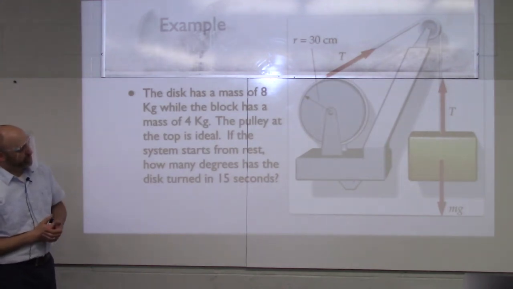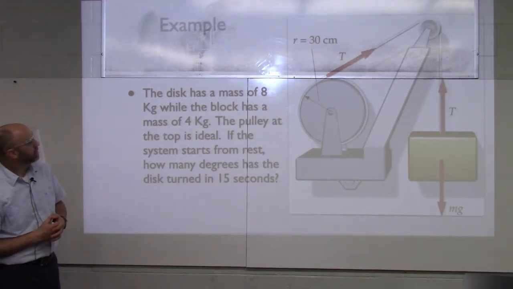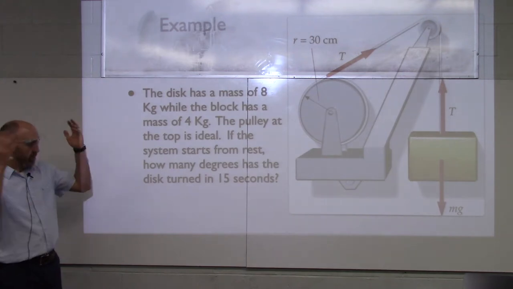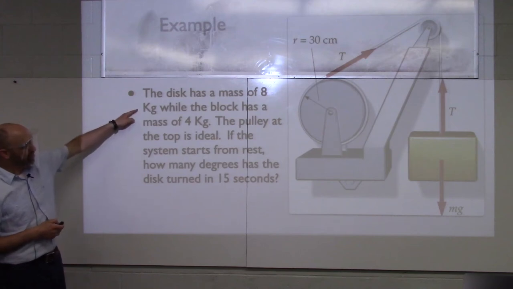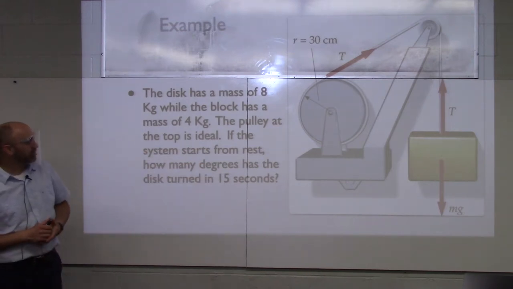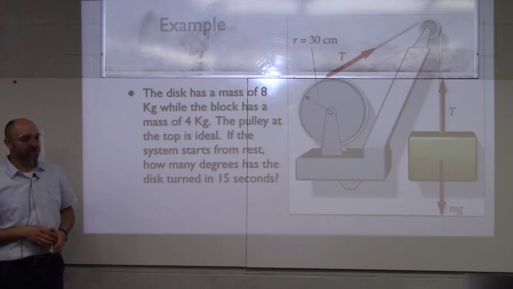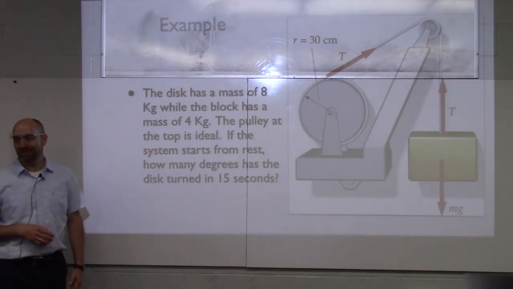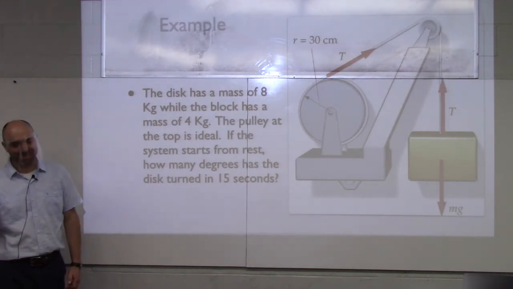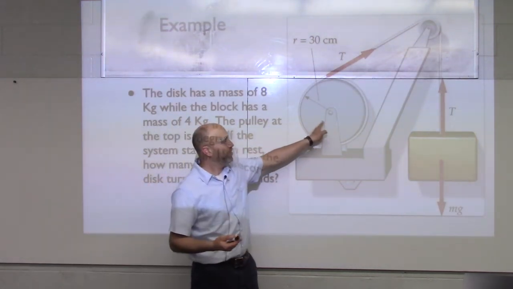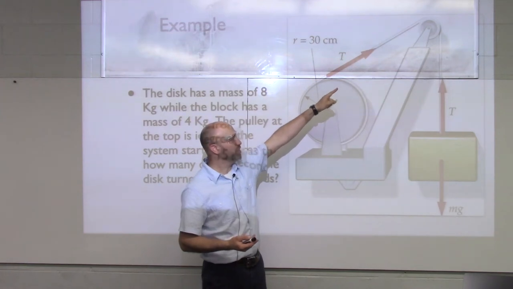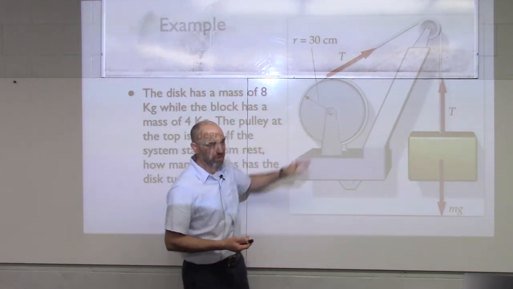I guess it's a crane that broke free. You cranked it up, and then the crank broke, and now it's just free falling. The disc has a mass of 8 kilograms, so it's a pretty hefty disc. And then the mass on the end is half of it, 4 kilograms. The pulley at the top is ideal. What does that mean? Yeah, it's massless and frictionless. So you have one real pulley here. In real life, they're both real, but that one's much smaller than this one. This one's the bulk of the issue, so we're just going to deal with this one.